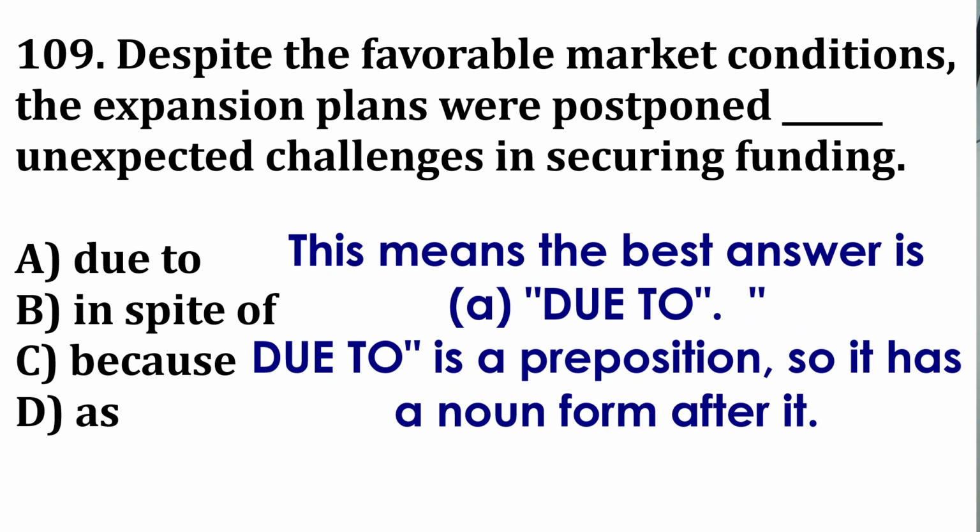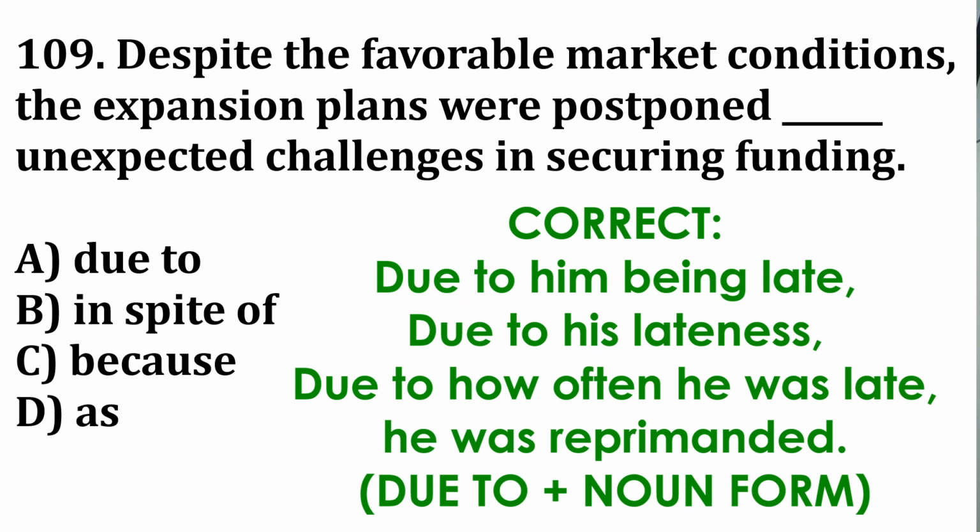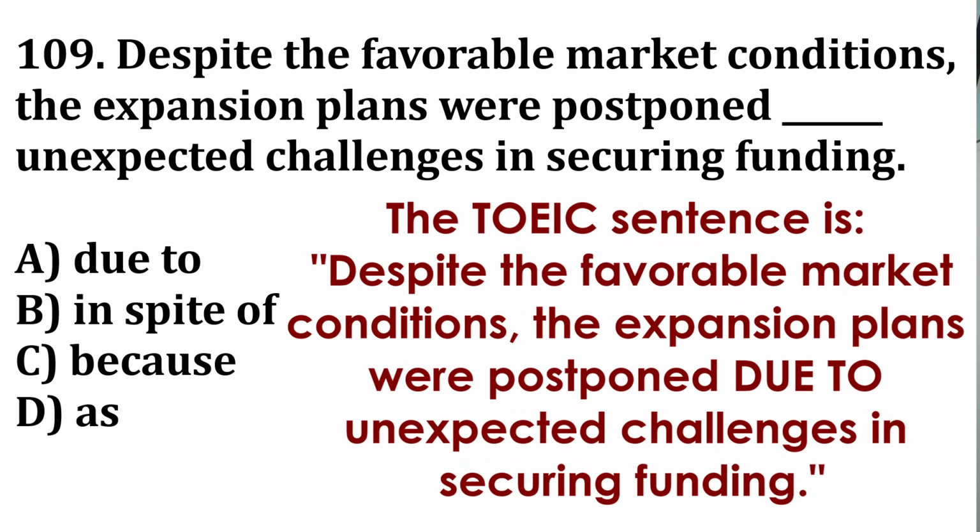As a result, the best answer is due to. So we use due to plus a noun form. It is a preposition. An example, due to him being late, he was reprimanded. Due to his lateness, he was reprimanded. Due to how often he was late, he was reprimanded. These are all noun forms. Once again, unexpected challenges is a noun, so the best choice is due to. Due to unexpected challenges in securing funding.